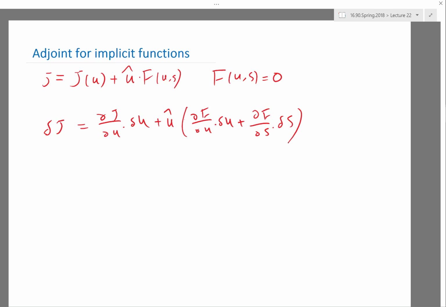Here, what do we want to eliminate again? What do we want to avoid, having to solve for different delta s's? Yeah, or both of these delta u terms. And what equation does u hat have to satisfy in order to cancel these terms? I want to cancel these terms for whatever delta u could possibly arise from the perturbation in s, right? So what equation should I satisfy?